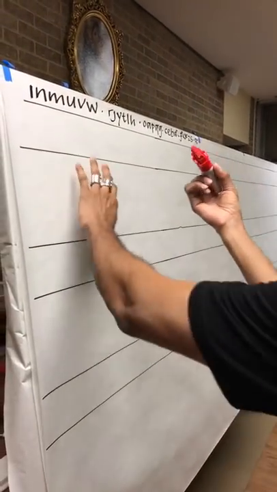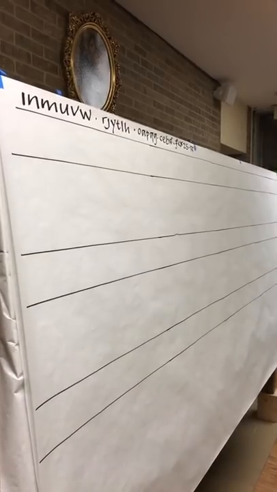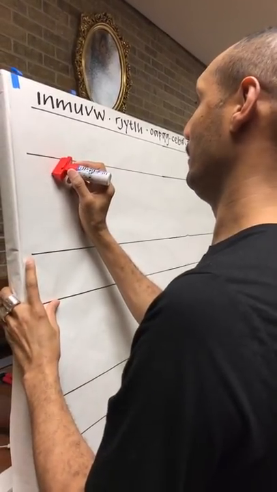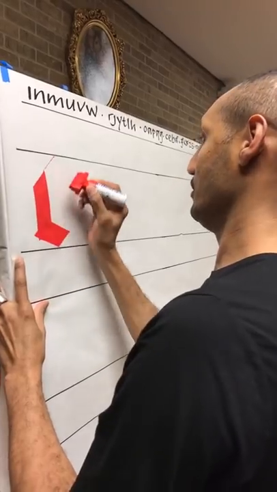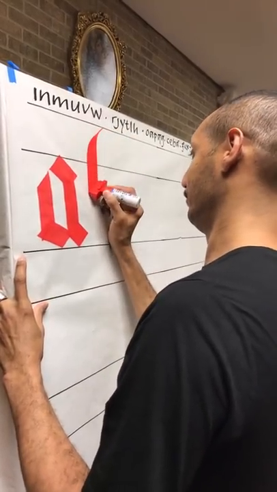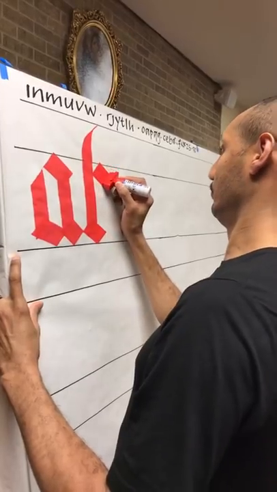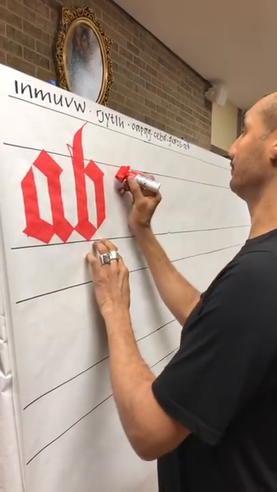So I'm going to show you how I do this script. Leo is going to hold the phone. So Textualis Quadrata. I'm going to do the alphabet in alphabetical order rather than in group order. So we have A. Lozenge. Quadrant D. Tangential touch. Little half, little split serif. C.